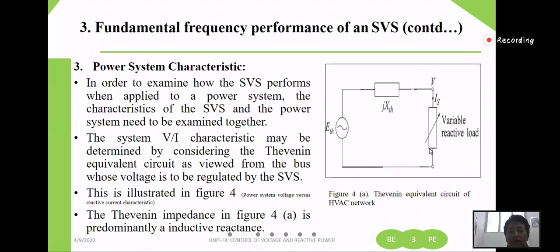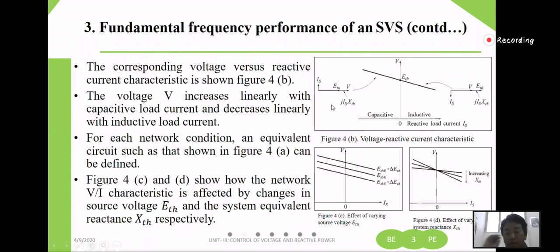Already you know what is meant by Thevenin's and how to do this. Now our source voltage we can consider as ETH, the Thevenin's equivalent voltage, and the impedance as JXTH, which means that in most power systems the impedance is reactive only, so it will be represented by XTH. Based on this, we can try to derive some small equations. We'll see how we draw the characteristic, derive the equation, and then see how we will be controlling this.